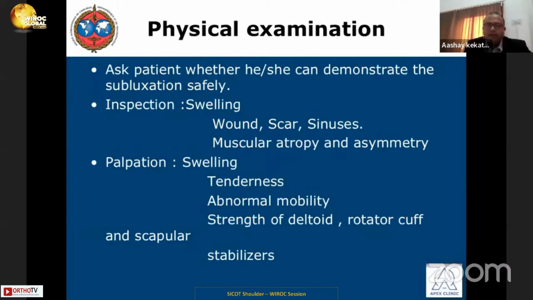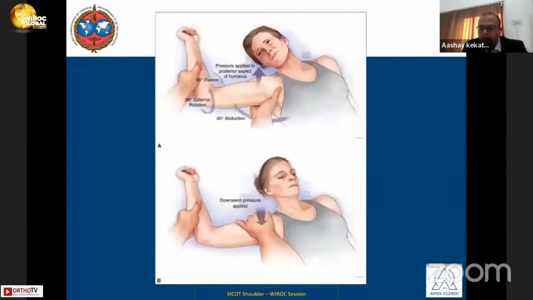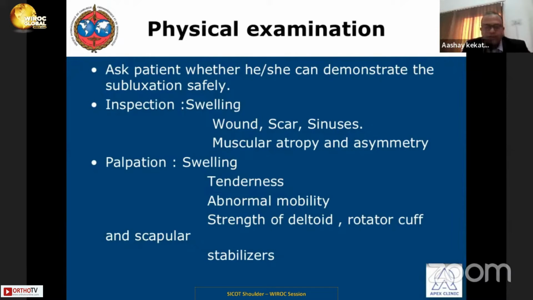The physical examination part: we need to inspect swelling, wound scars, sinus, muscle atrophy, asymmetry, tenderness, strength of the deltoid, the rotator cuff, and the scapular stabilizers. Is there any obvious muscular atrophy? Then more extensive motor and sensory disturbances can suggest a brachial plexus pathology. Whether the patient has increased passive external rotation with the arm at the side and reduced external rotation in 90 degrees of abduction may indicate a medially healed Bankart lesion.